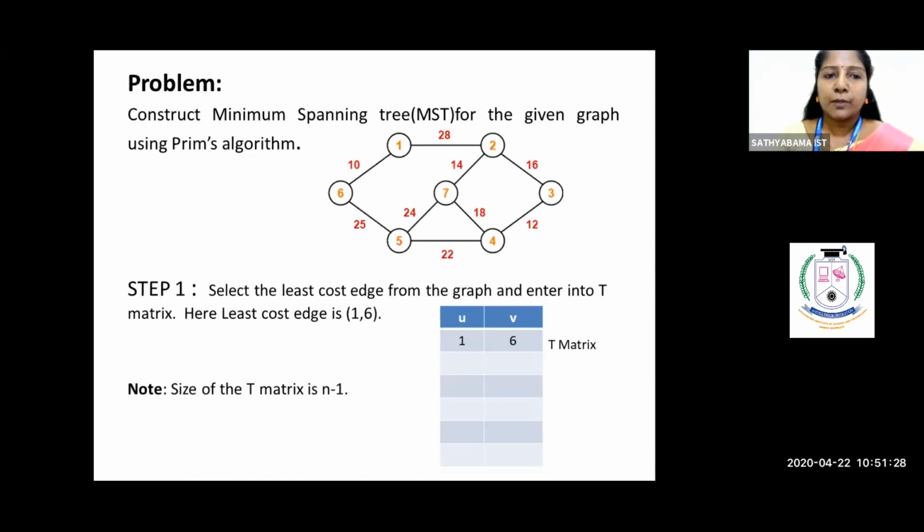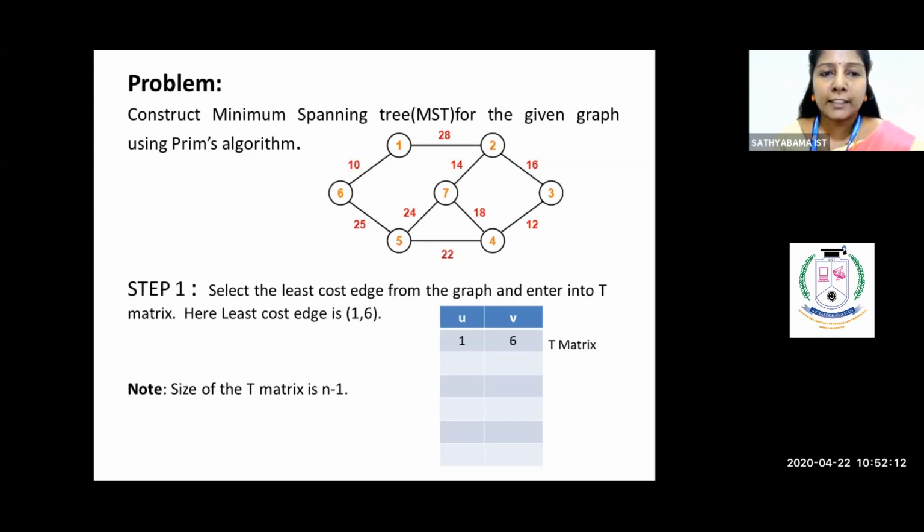Now we have taken one problem. The problem here is to construct the minimum spanning tree for the given graph using Prim's algorithm. So here this is the graph given. This graph has more number of spanning trees. Among that, we are going to find which one is the minimum spanning tree. In the given graph, totally 7 vertices are given here. The vertices are named as 1, 2, 3, 4, 5, 6 and 7. And all the edges have some weights. The edge 1 to 6 has the weight 10. 1 to 2 has the weight 28. 2 to 3 has the weight 16 and so on. Okay, this is the given graph.